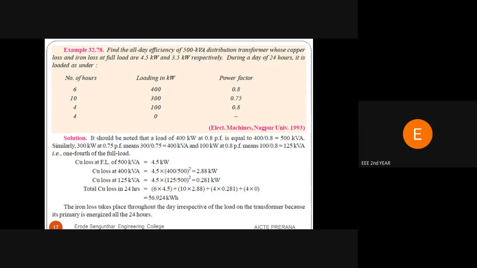For 6 hours, the transformer is loaded with 400 kilowatts at 0.8 power factor. For 10 hours, the transformer is loaded with 300 kilowatts at 0.75 power factor. For 4 hours, only 100 watts are loaded on this transformer secondary at 0.8 power factor. For another 4 hours, there is no load applied across the secondary winding.